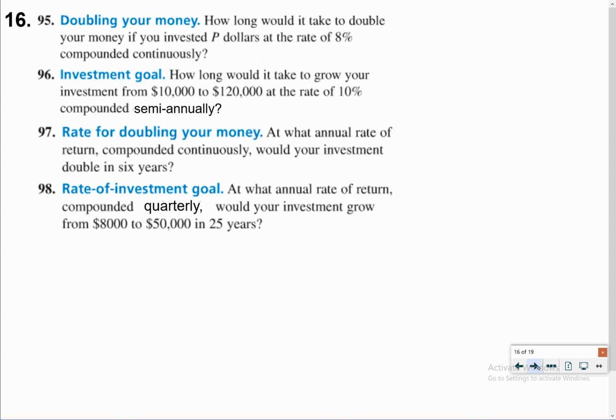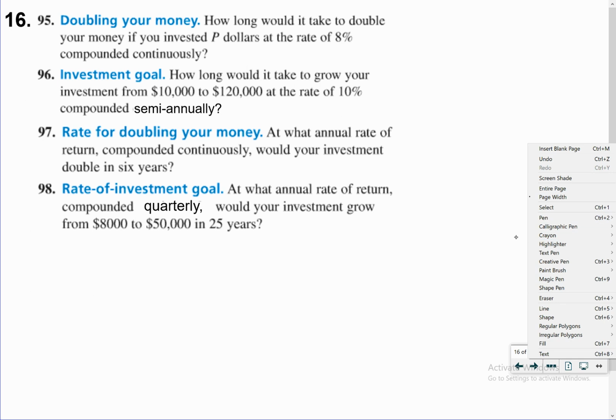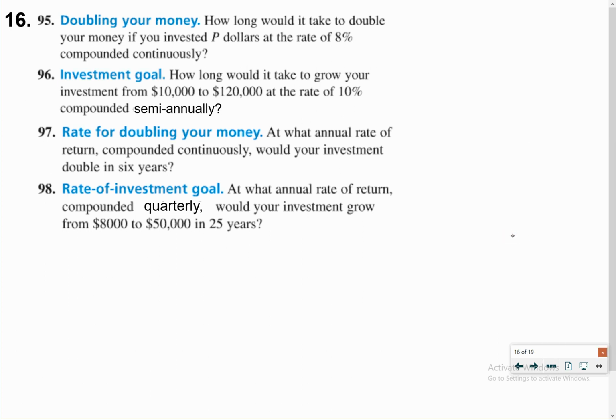All right, got a couple word problems. This one is one of our compound interest formulas. Make sure you know your PERT formula and your compound interest formula for tomorrow. Pick a number. 96? So we said? Okay. How long would it take to grow your investment from 10,000 to 120,000 at a rate of 10% compounded semi-annually? So if it's compounded any other way other than continuously, we're using our general compound interest formula, which is this guy.